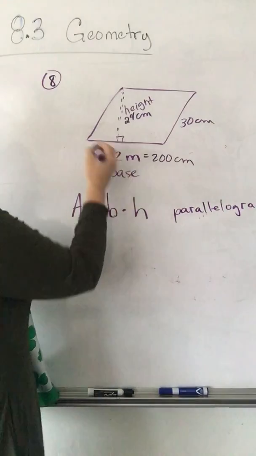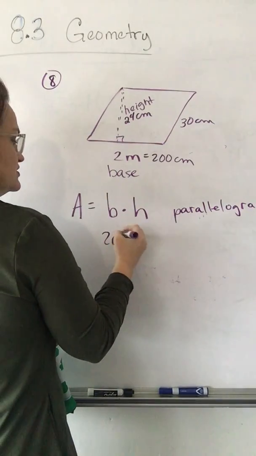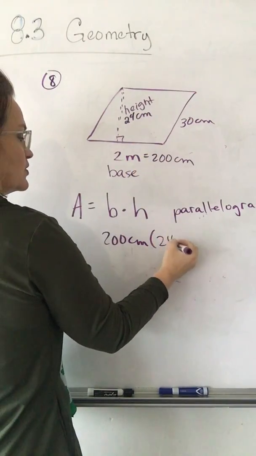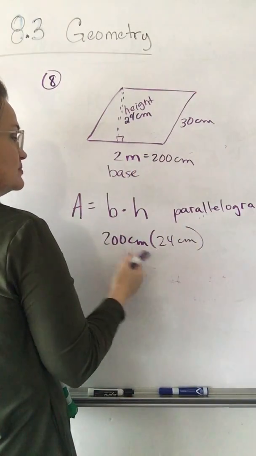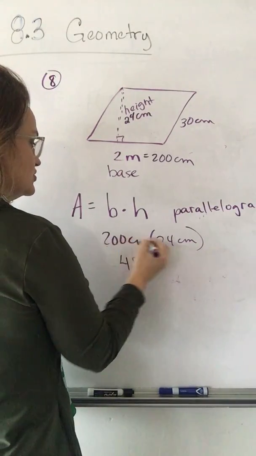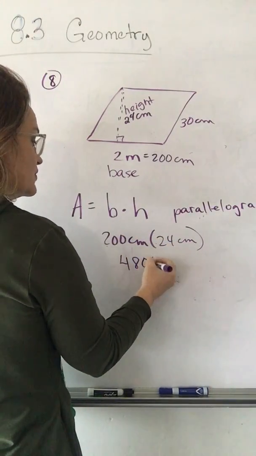All right, so the base, we said, is this 200 centimeters. And then the height, that perpendicular distance, is 24 centimeters. So you'd simply multiply the base times the height together. When we multiply that, the 200 times the 24 is 4,800.